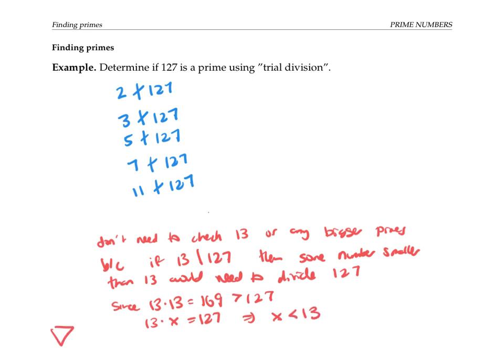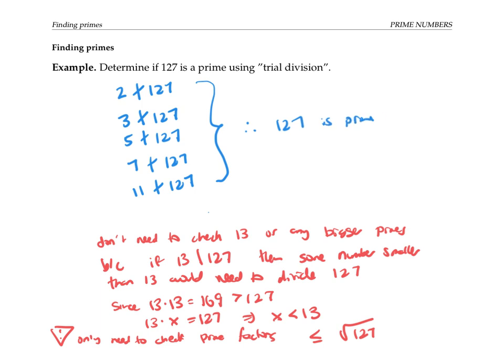So in conclusion, I only need to check prime factors less than or equal to the square root of the number that I'm trying to decide if it's prime or not. In this case, I've tried all the prime numbers less than or equal to the square root of 127. None of them divide it, and therefore 127 is prime.